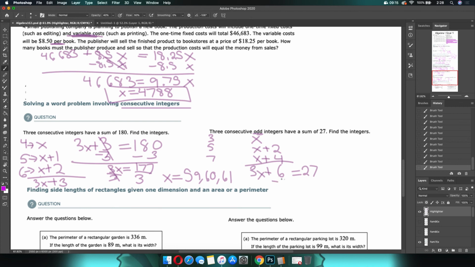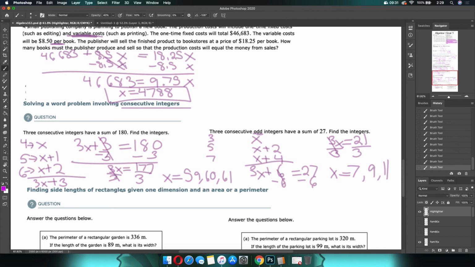So minus 6, 3x equals 21, divided by 3, divide by 3, x equals 7, 9, and then after that is 11.